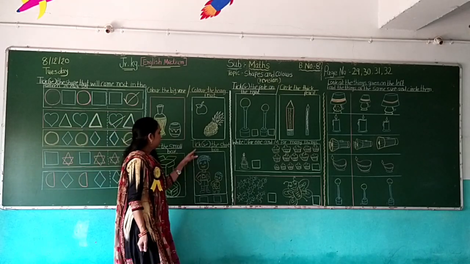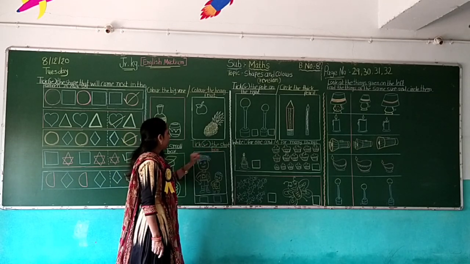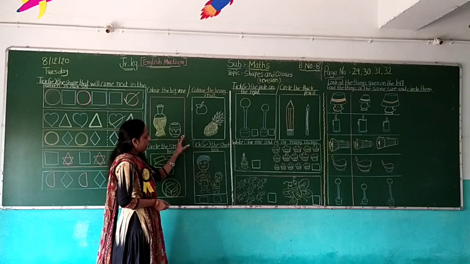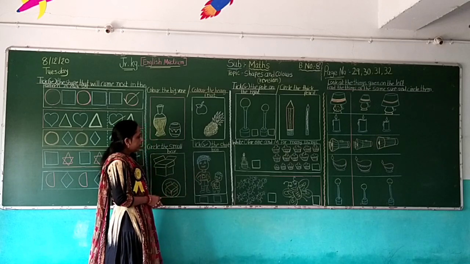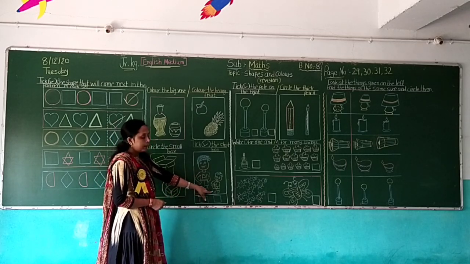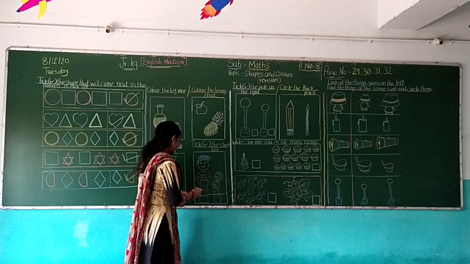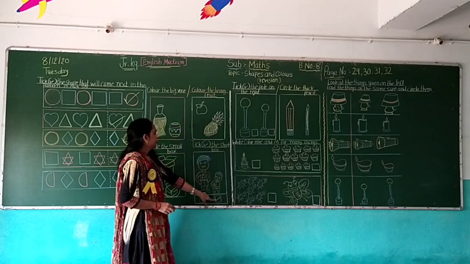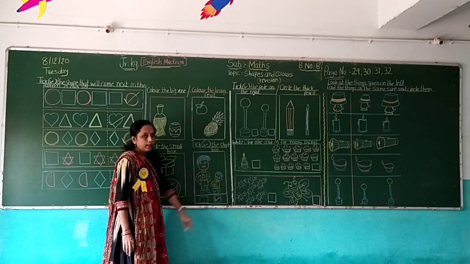Now next, look here. Tick the short boy. Here I drew two boys, tall and short. So which boy is short? Tell me. This? No. This? Yes. This boy is short. So here we tick the right sign. Okay. This boy is short. So here we tick right.